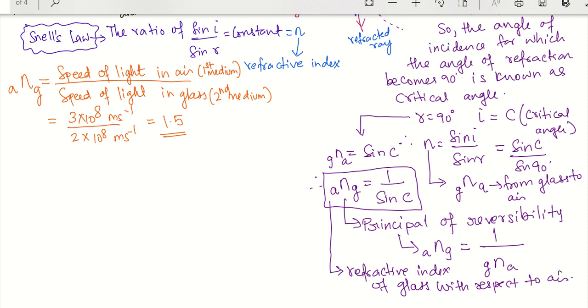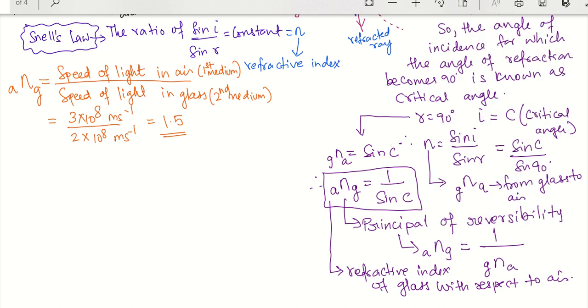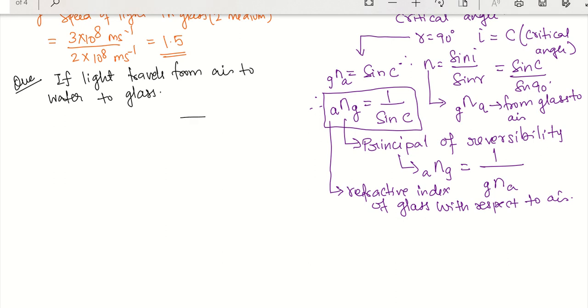Now, let us go for one higher order question. Let us take something very interesting. The question: if light travels from air to water to glass, I am going to have a situation. This is air, water, and then I have glass.